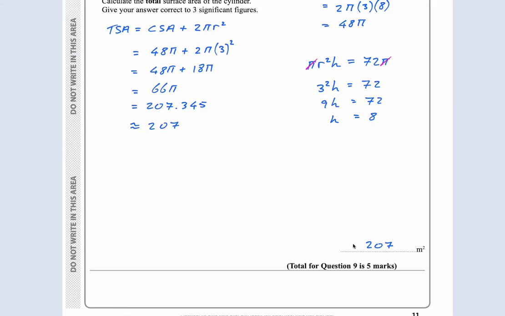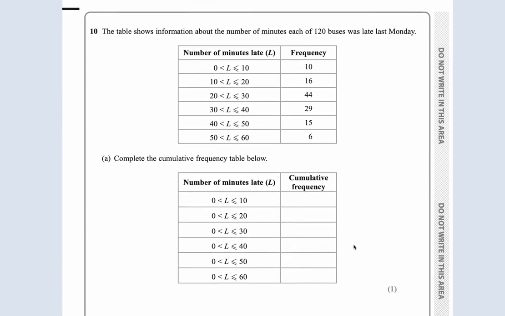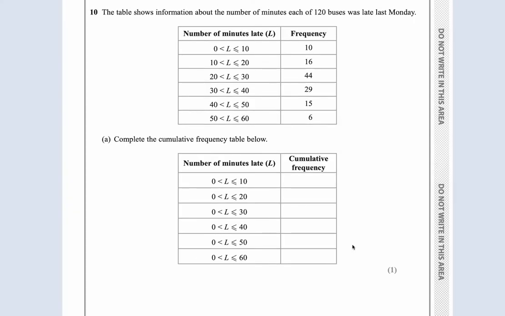Okay. Question 10. The table gives us information about the number of minutes each of 120 buses was late last Monday. Complete the cumulative frequency table. This is a fairly nice and easy question, guys, although you only get 1 mark for it. We just add them up as we go along. I accumulate, hence the word cumulative frequency.